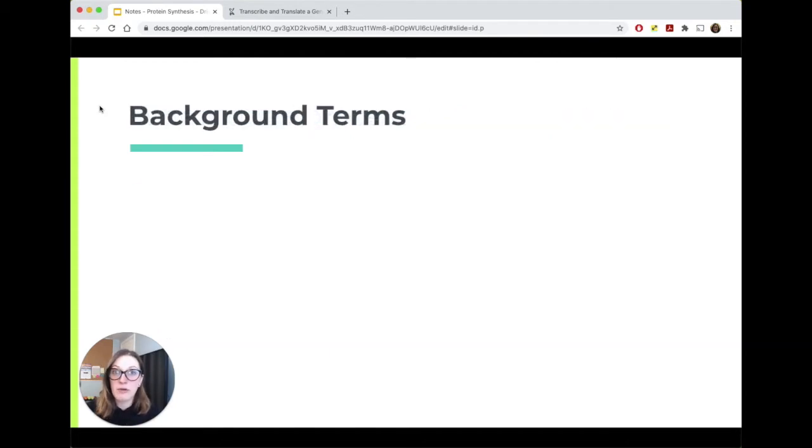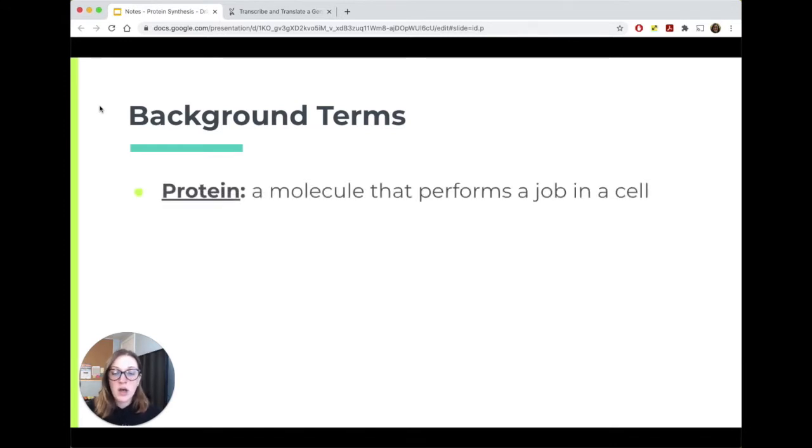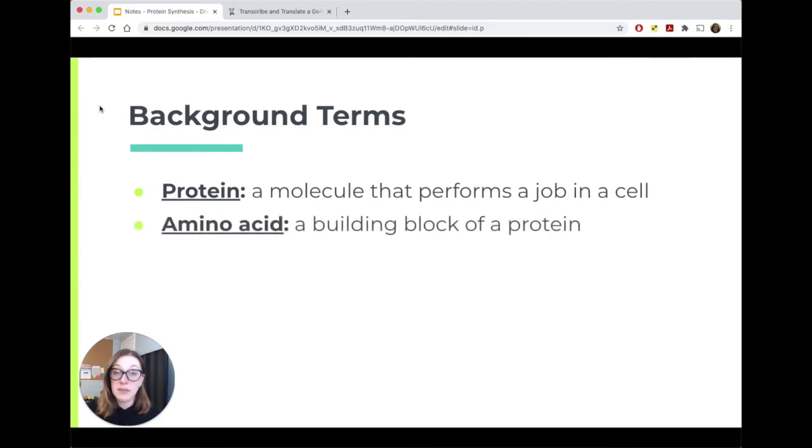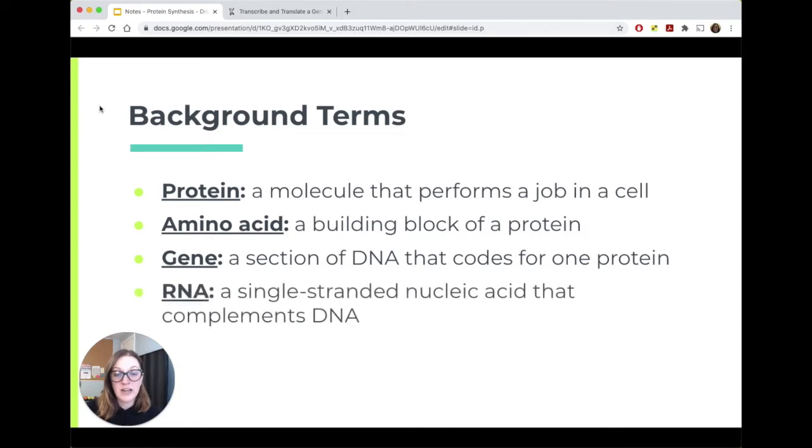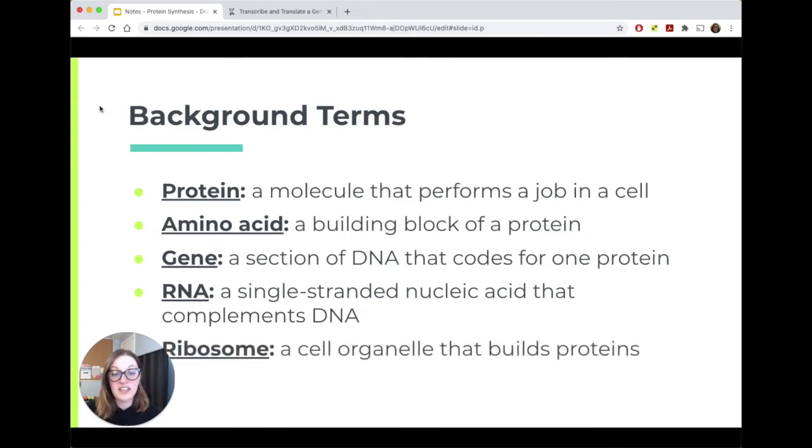There's some important background terms that you need to be very familiar with in order to keep up with this set of notes. Remember that a protein is a molecule that performs a job in a cell. An amino acid is a building block of the protein. A gene is a section of DNA that codes for a specific protein. RNA is a single-stranded nucleic acid that complements the double-stranded nucleic acid called DNA. And a ribosome is the cell organelle that builds proteins.